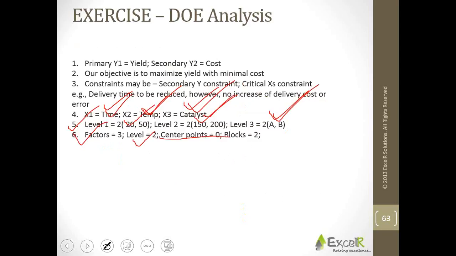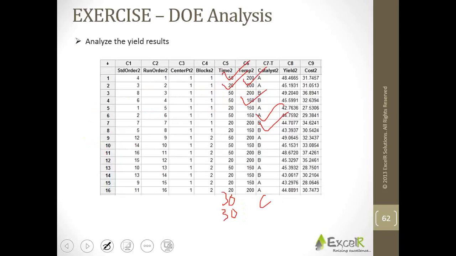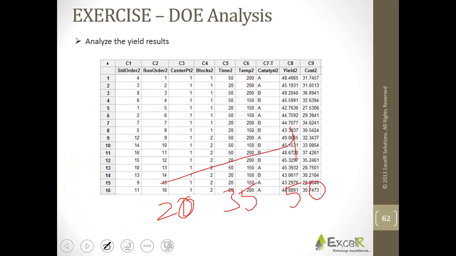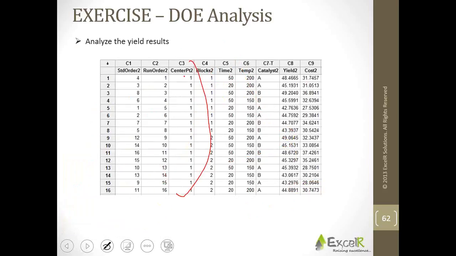How many center points do I have? Zero. What do you mean by center point? Here it is. Center point means instead of having only temperature at extremes 20 and 50, let me have probably 35, which is a center point. It will tell me whether the line is straight line or is there any curve associated with that. So if the center point is 1 throughout, that means there is no center point actually.